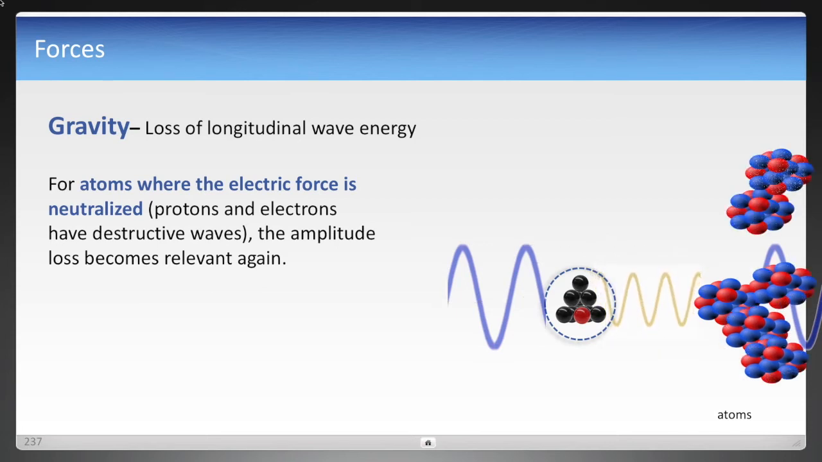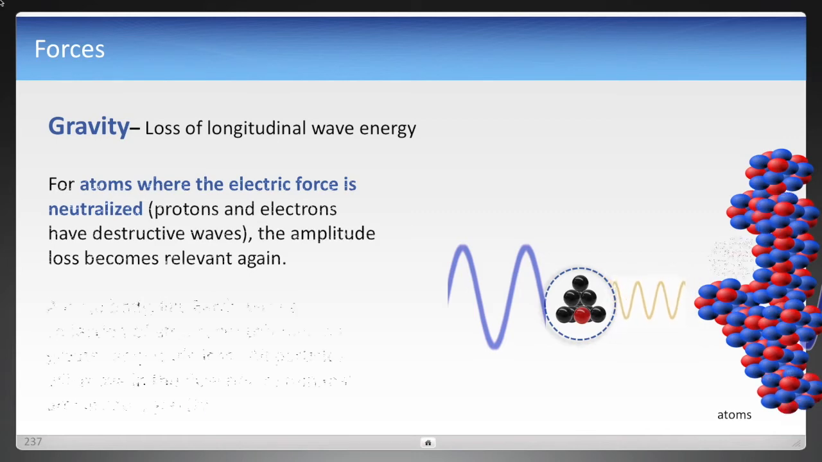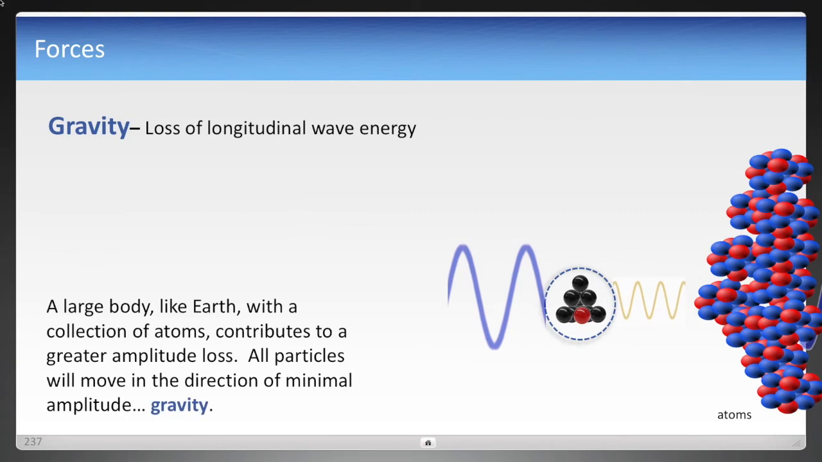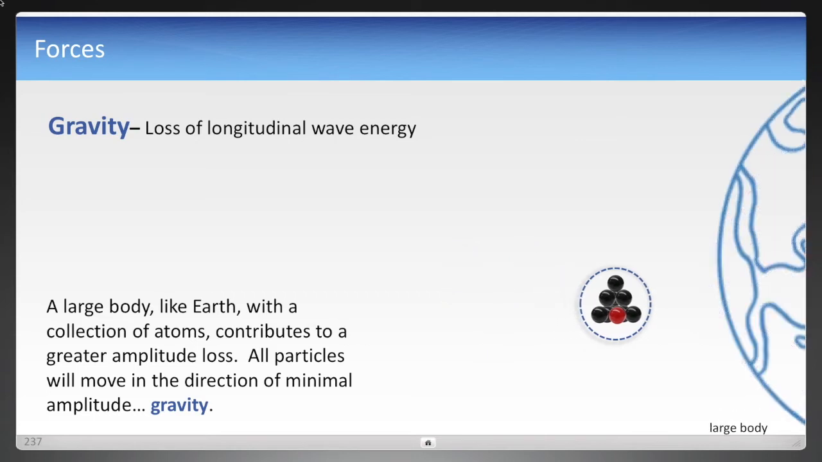But as you add up the difference, when you include multiple atoms, that loss of amplitude starts to become significant. And when you get to a large body such as Earth, now you have enough of an amplitude loss that it is attracting particles. And that's gravity.